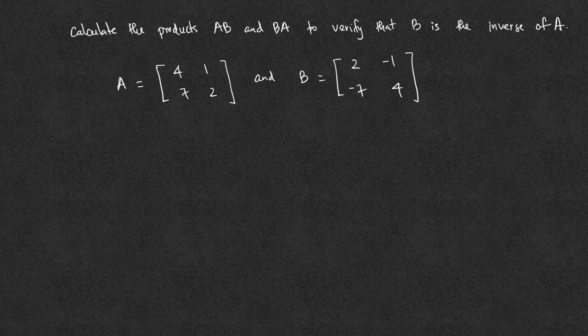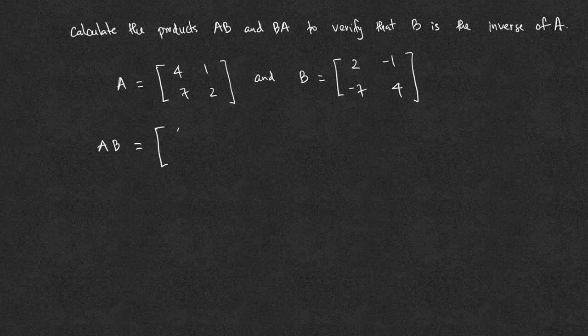The matrix B is the inverse of the matrix A only if the products AB and BA are the identity matrix. What this means is that if we compute the products AB and BA, we need to obtain a 2 by 2 identity matrix. Matrix multiplication is not commutative, so we have to write AB in this order.